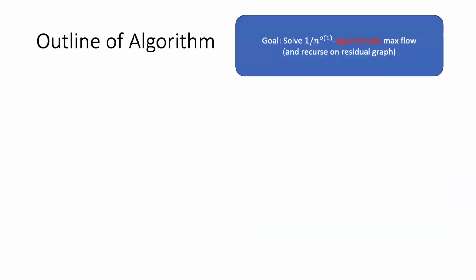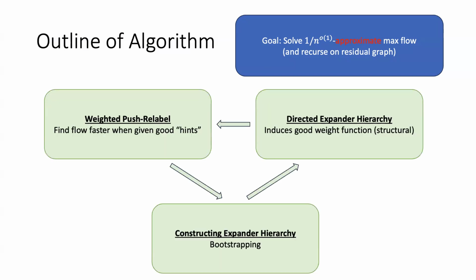So now let me give an outline of how the algorithm works. One thing to note is that in directed graphs, you actually only need to solve maximum flow very crudely. And if you have such a crude approximation, you can just compute it and take the residual graph and then repeat. And this will converge in very few iterations. So this is what our algorithm components will be focusing on. Our algorithm has three main components.